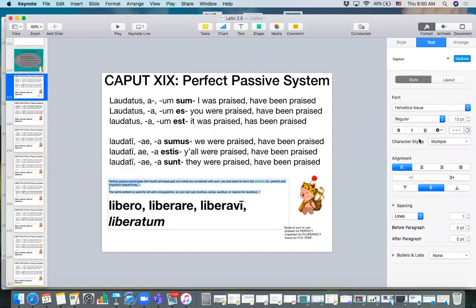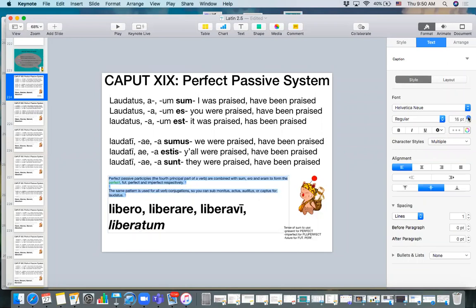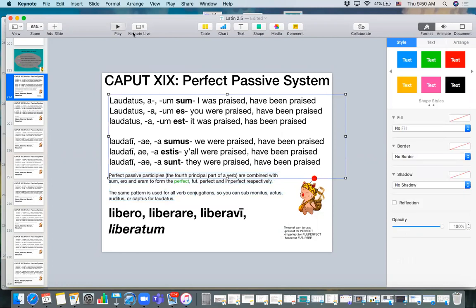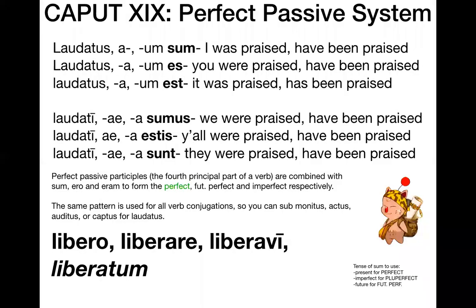I wonder why that's so small. But we're adding it to a form of sum, esse, to reflect the person and number and tense of the verb that we're expressing. And so with present passive, it was I am verbed, you are verbed, it is verbed.